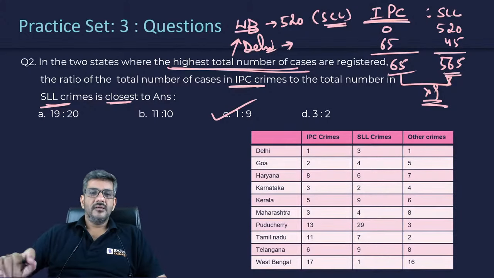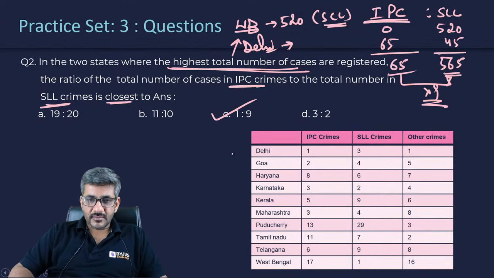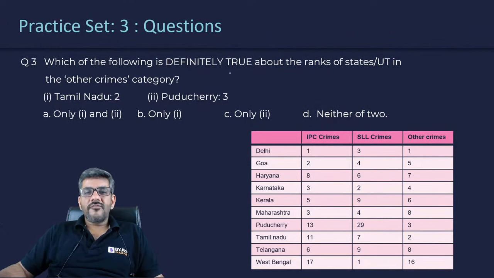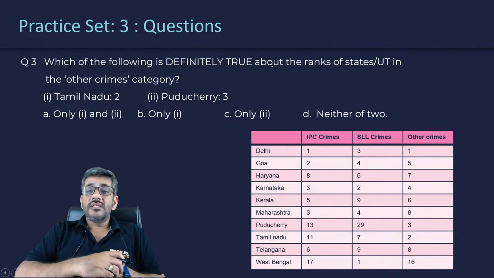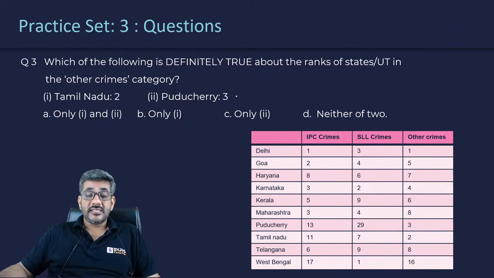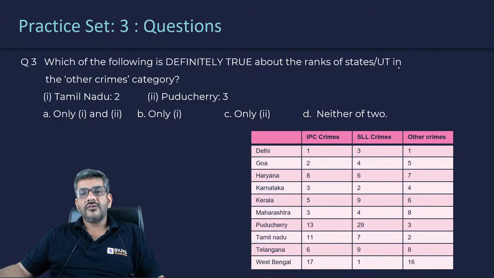Okay, let's move on. I come to the next question. So what is the next one now? Question number 3 on our screen. Which of the following is definitely true about the ranks of states or UTs in the other crimes category? The talk here is about other crimes.